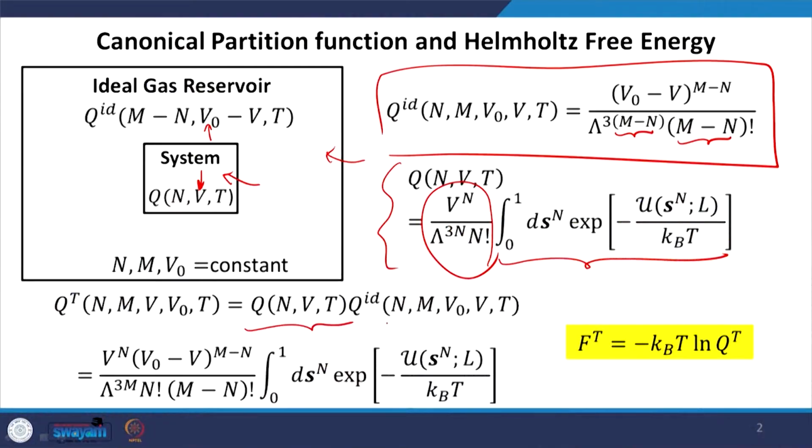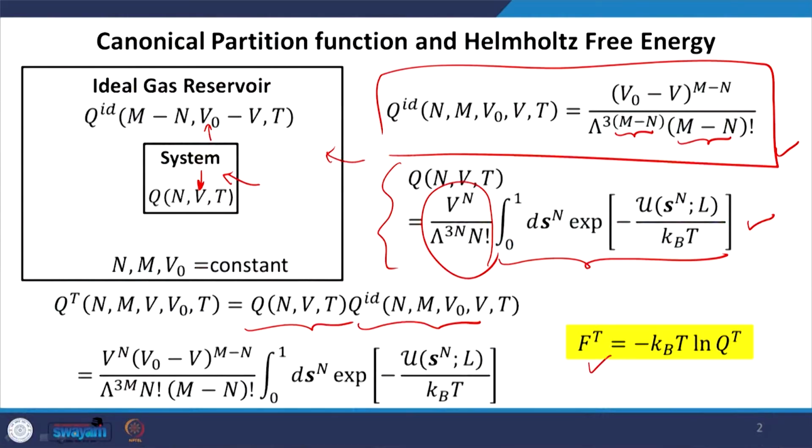So we take a product of whatever we have obtained for the system and for the reservoir, and once we have that, then for the entire system plus reservoir, I can find the Helmholtz free energy as minus kBT ln of that partition function for the total thing, that is system plus reservoir.